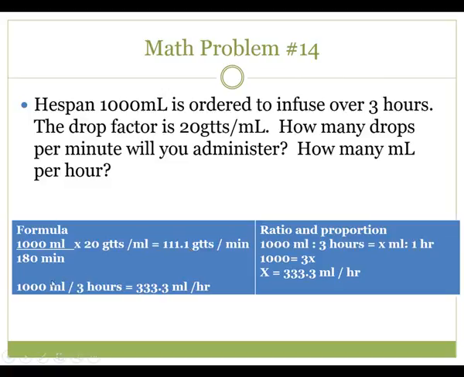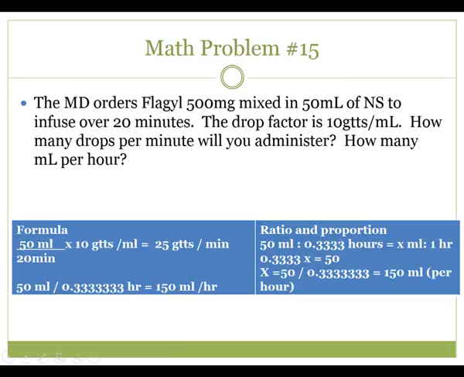Or if you say 1,000 mils over 3 hours, that's 333.3 mils an hour to give. To figure it out by ratio and proportion, you'd say, well, if I'm giving 1,000 mils over 3 hours, then it's the same thing as giving X mils in 1 hour. So you solve for X, and it comes out to X is 333.3 mils per hour that you're giving if you're given 1,000 in 3 hours. So that's what you'd set your pump for.